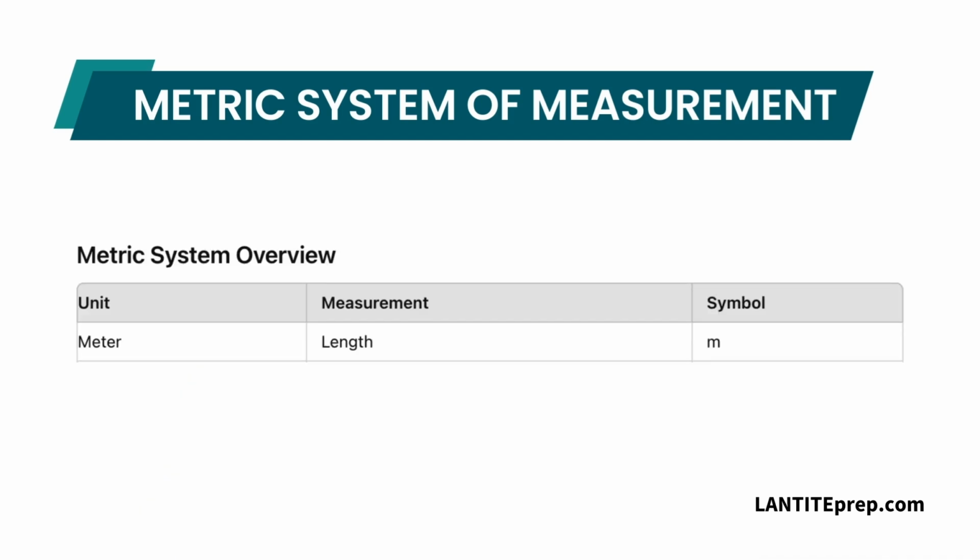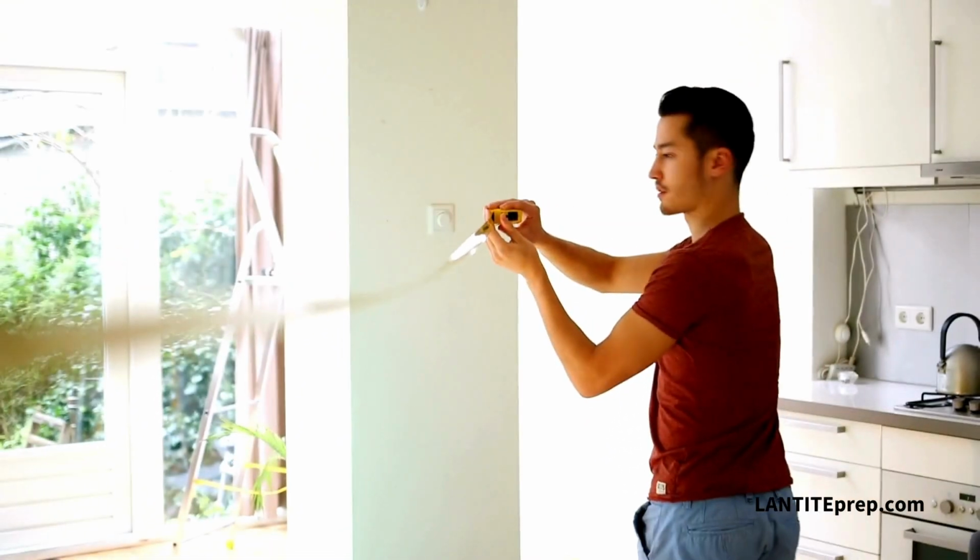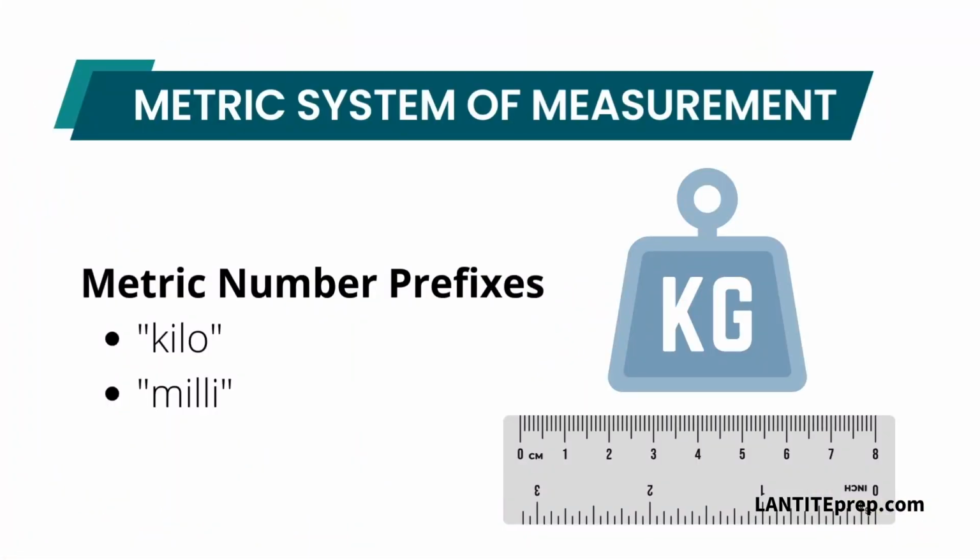The metric system is a system of measuring. It has three main units, including meters, which we use to measure length, kilograms, which we use to measure mass or weight, and seconds, which is used to measure time. Sometimes we'll want to measure tiny things and sometimes we'll want to measure gigantic things. For these cases, we'll use metric number prefixes like kilo, which means 1,000, used for something large, and milli, which means 1,000th, for something very small.